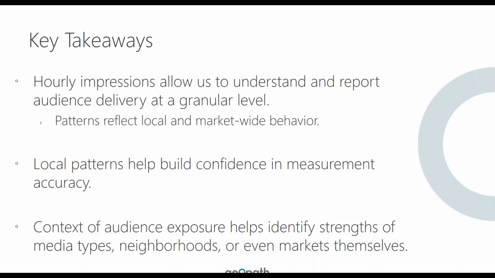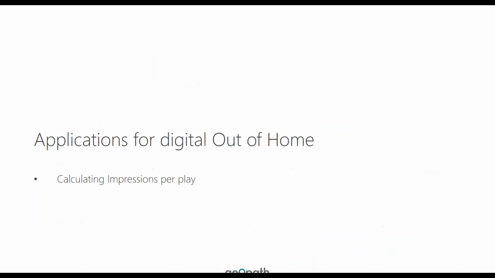But also, I think it's really important to really know the context of the audience exposure, and that really helps when you're trying to identify a specific media type or a neighborhood or even the markets themselves. So having that context, or even having the patterns help you understand the context of the audience exposure, really helps inform our decision-making process overall. And I'm just going to pause. It doesn't seem like there's any other questions before I hand it off to Dylan, who's going to talk about calculating impressions per play.